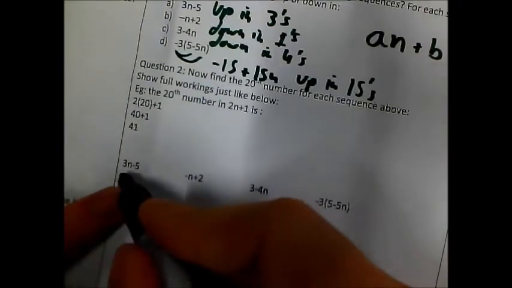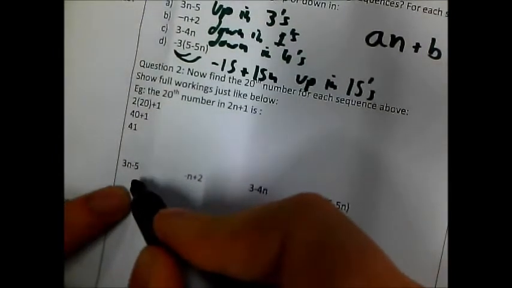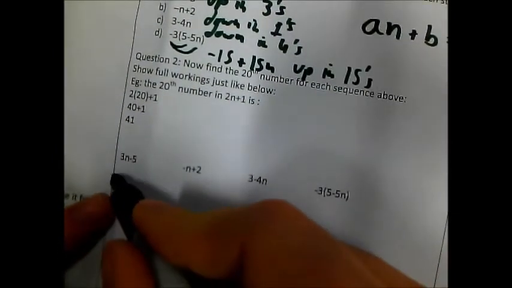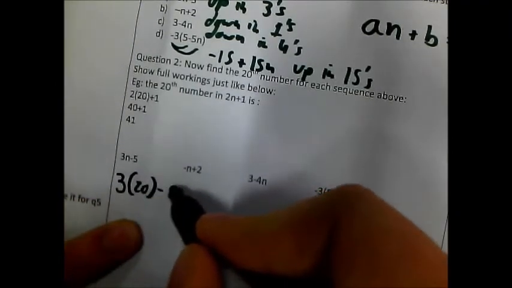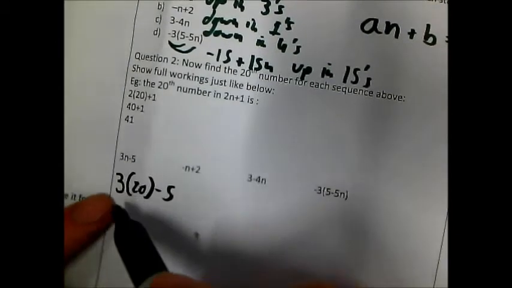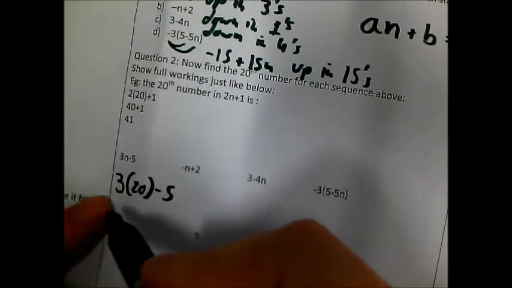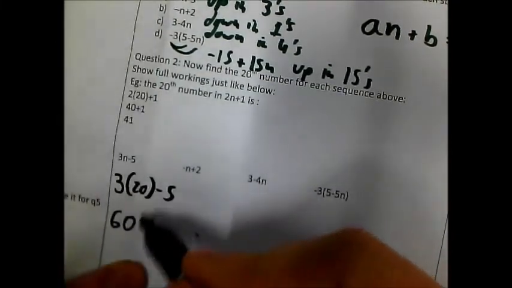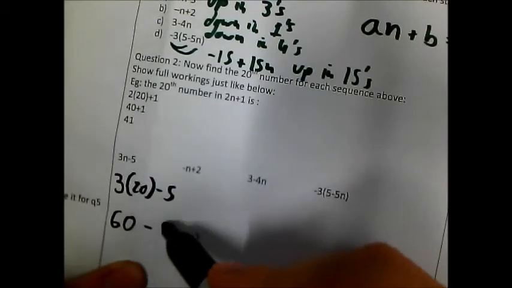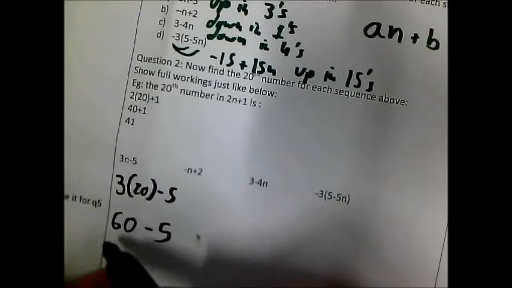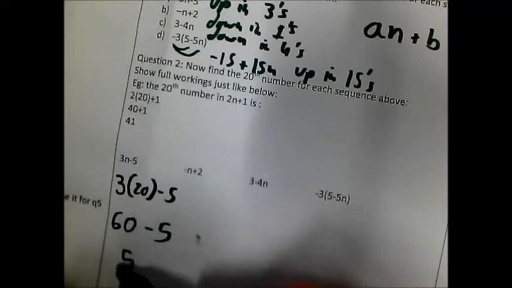So I'm going to rewrite my equation, but this time I'm going to change n to be 20 in brackets. So 3 bracket 20 bracket minus 5. And now 3 lots of 20 is 60. So I've done the 3 lots of 20, I've brought that down, and I'll bring down and take away 5 because we haven't done that sum yet. And now 60 take away 5 is 55.